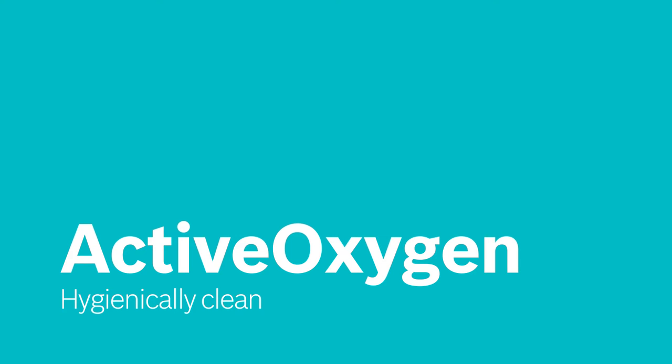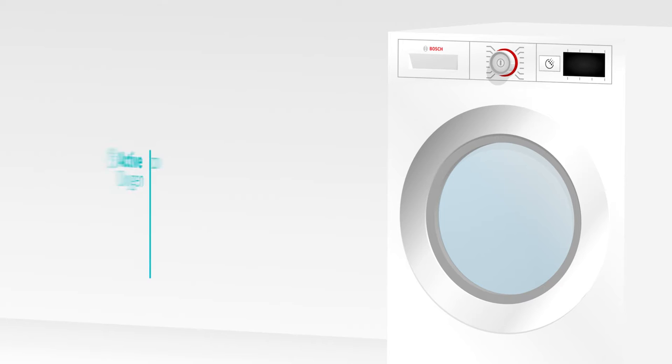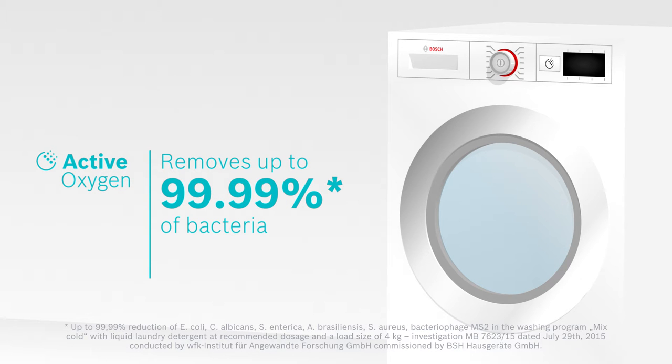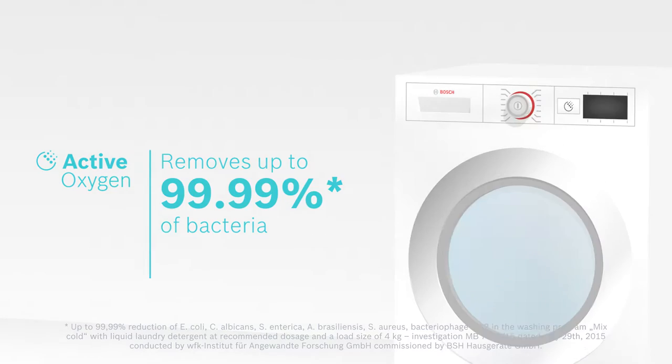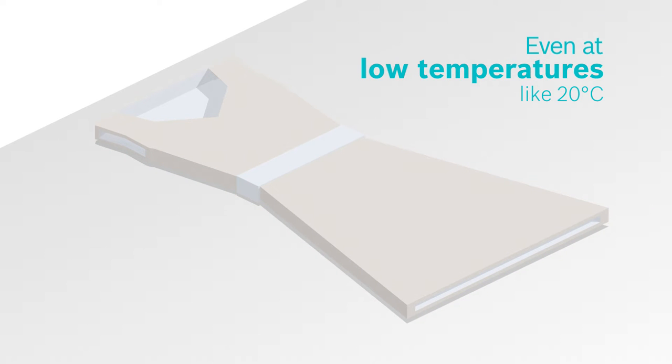Active Oxygen helps you to get hygienically clean washing results, even at low temperatures. This means removing up to 99.99% of germs and bacteria without using additional chemicals. You can add the Active Oxygen option to wash programs with low temperatures. This way, even your delicates will be hygienically clean.